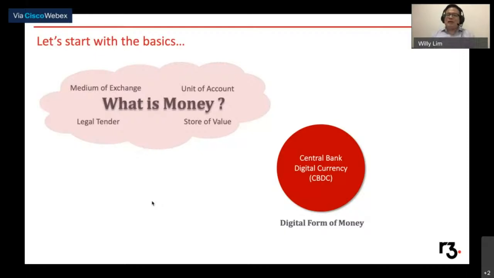What is actually money? Because understanding the main key definition of money will help us to understand the case of CBDC and why CBDC potentially may be needed and why there's a lot of activity in this space.